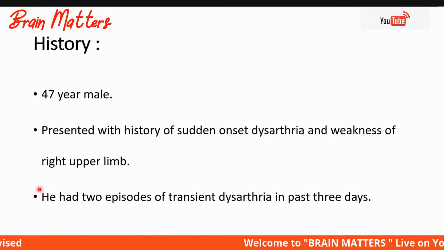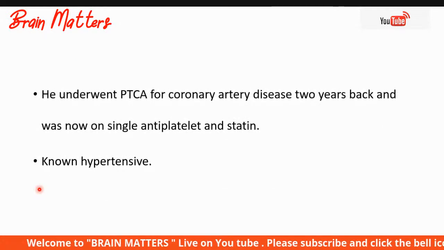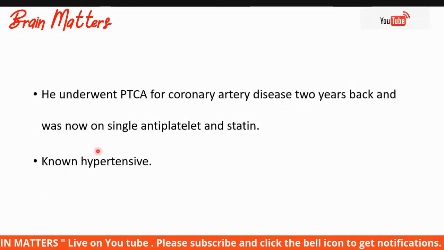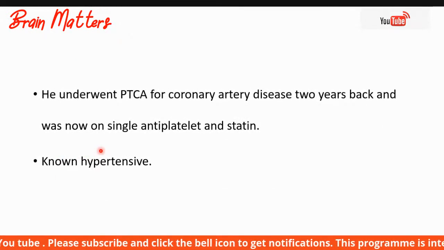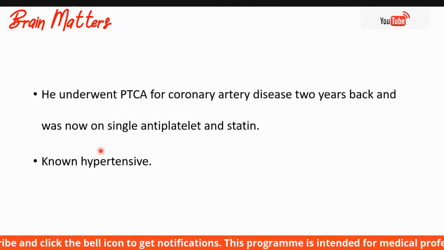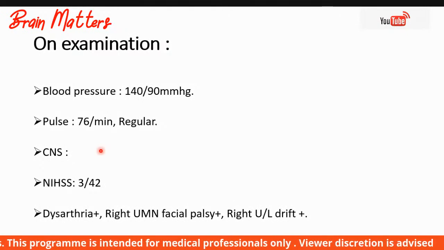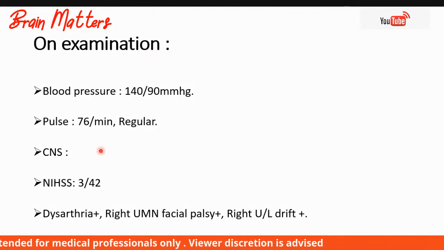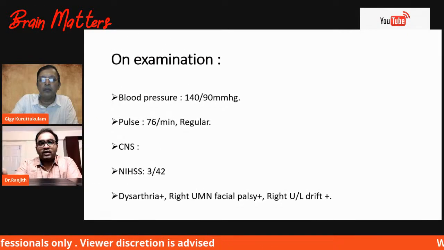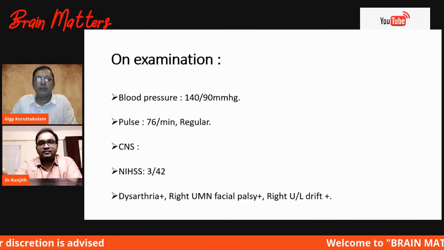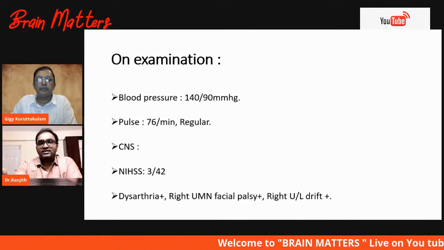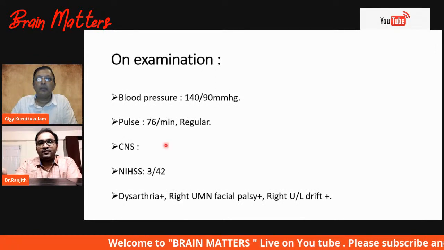Previously, he underwent PTCA for coronary artery disease 2 years back and was now on a single antiplatelet and a statin, and he is a known hypertensive. When he came, his blood pressure was 140/90, pulse was 76 regular, his NIHSS was 3/42 with dysarthria, right UMN facial palsy, and a right upper limb drift.